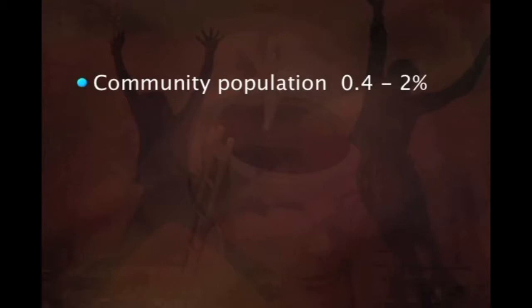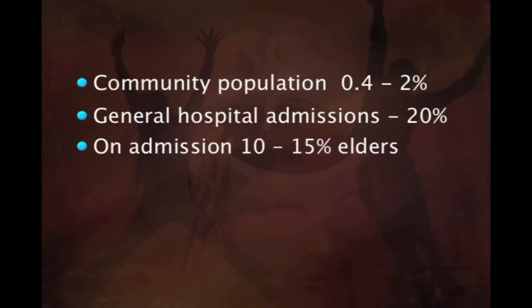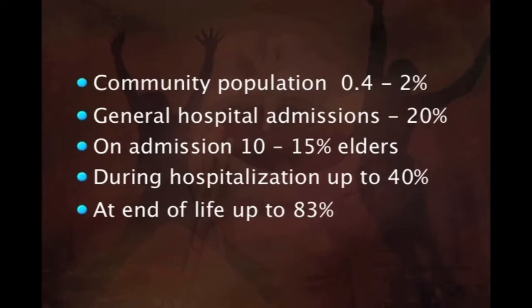Let us now look at the epidemiology figures. The prevalence depends upon the population. It's usually greater in medical or surgical populations according to researchers. In the community population, you see it only about 0.4 to 2%. In general hospital admissions, on admission 10 to 15% of the elders, and during hospitalization up to 40% are said to show delirium. And at the end of life, about 83% of the people are said to demonstrate delirium.